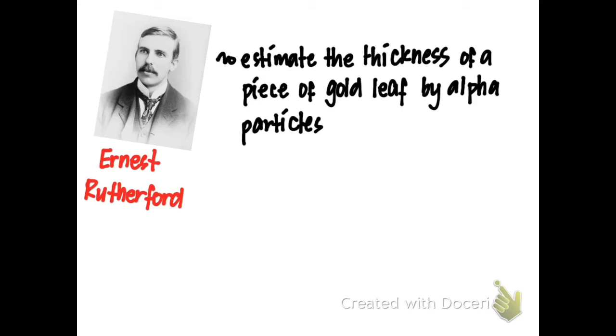Proof of the hypothesis came in 1911 when New Zealander Ernest Rutherford asked his research assistants Geiger and Marsden to carry out an experiment. The experiment was intended to estimate the thickness of a piece of gold leaf by firing another new kind of ray consisting of alpha particles at the gold. Rutherford was expecting that the plum pudding atoms of gold would cause the rays to deflect away like two balls in a game of pool.